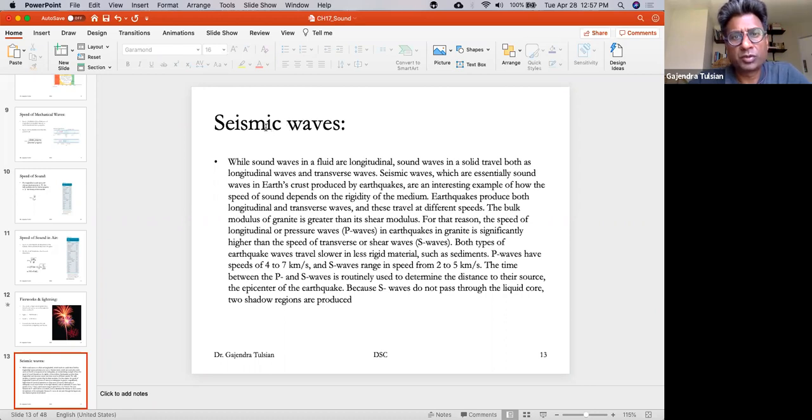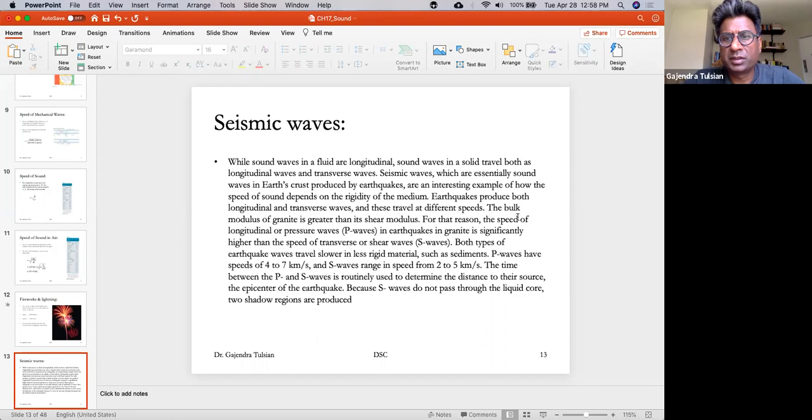And since most of the Earth is a solid, both longitudinal and transverse waves can travel through the medium. And as I said, the bulk modulus for solids, for most materials, is greater than the shear modulus. So longitudinal waves have greater velocity than transverse waves. Okay, so the bulk modulus of granite is greater than its shear modulus.